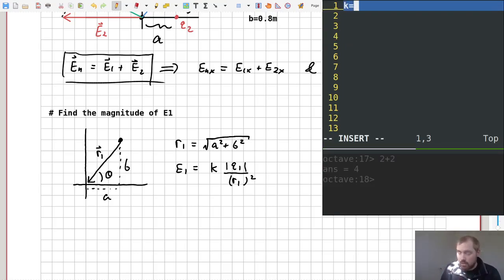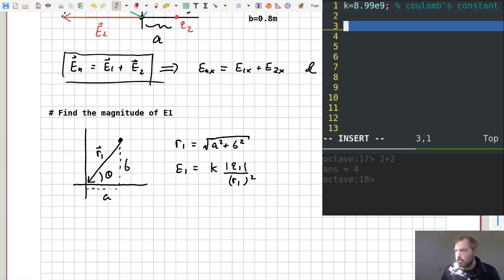So first, let's define our Coulomb constant, 8.99e9. And I like to remind myself, hey, this is Coulomb's constant. And let's start to work out our problems. Q1, I remember, was 4e minus ninth, Coulombs. Always put a little parentheses there.